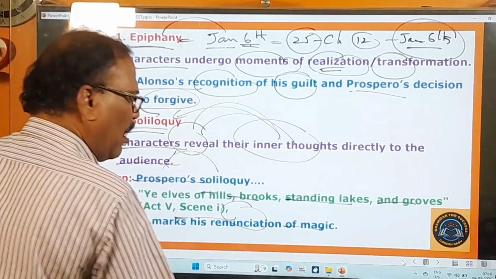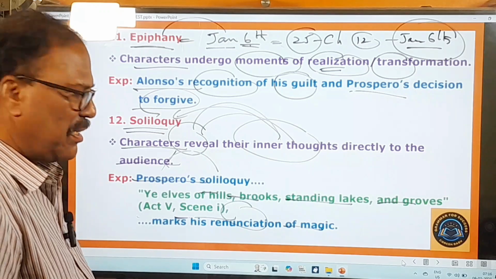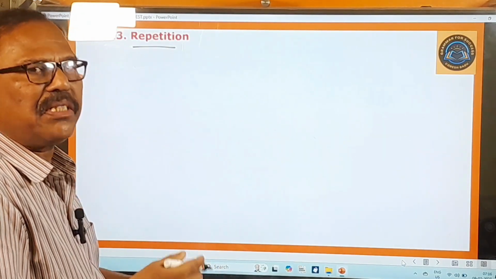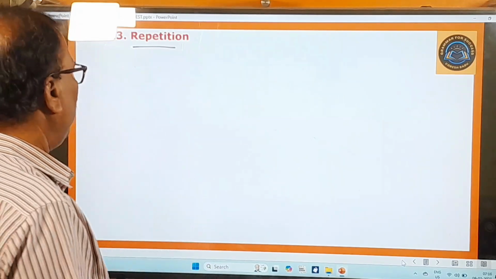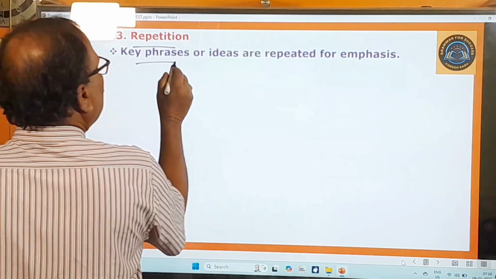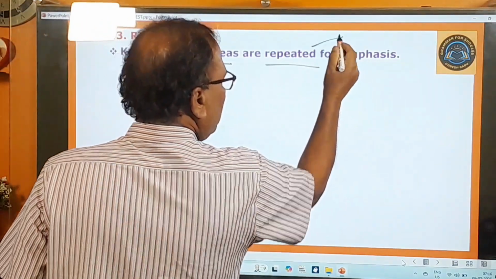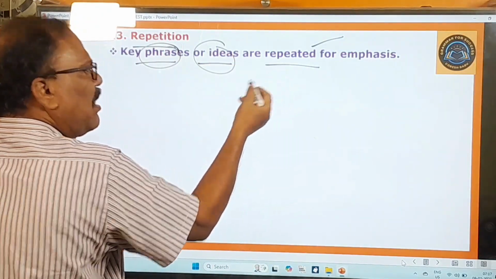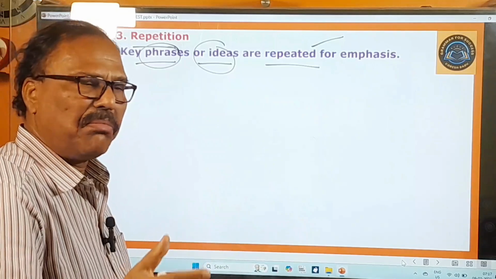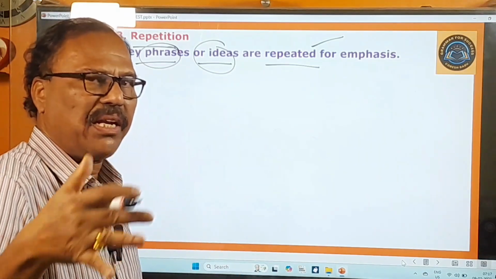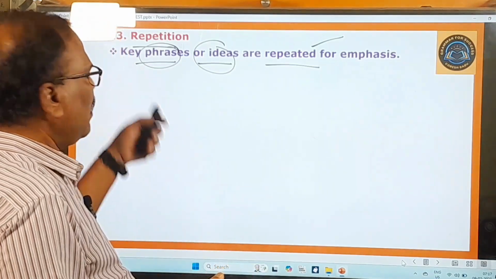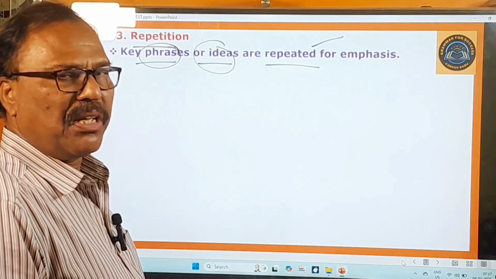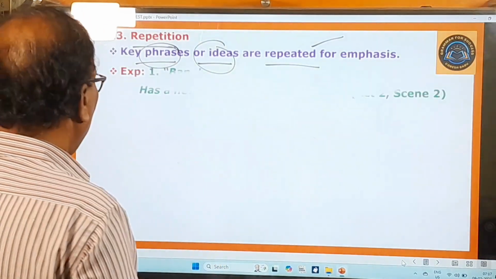Now you move on to the last literary devices. Last but one, repetition. Repetition means something that is repeated is called a repetition. Very simple. Key phrases or ideas are repeated for emphasis. Generally, important phrases and important ideas are repeated, not only in the stories, but also in the dramas and the novels and here and there. So in all the writings, that repetition will take place. So here also in this drama, some repetitions have taken place. Come on, let us look at them.